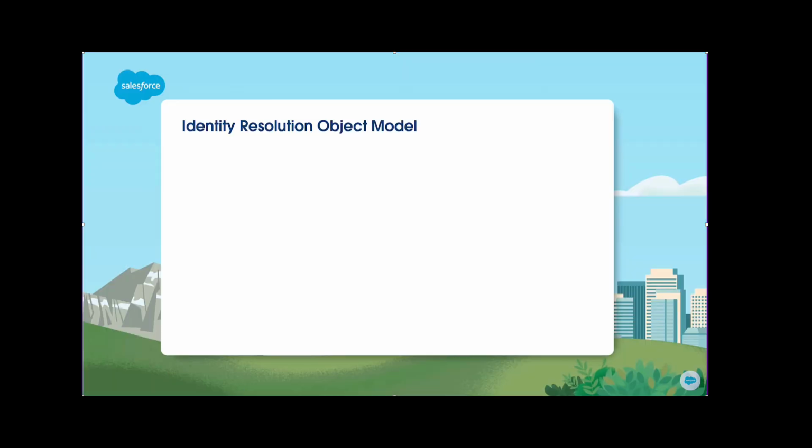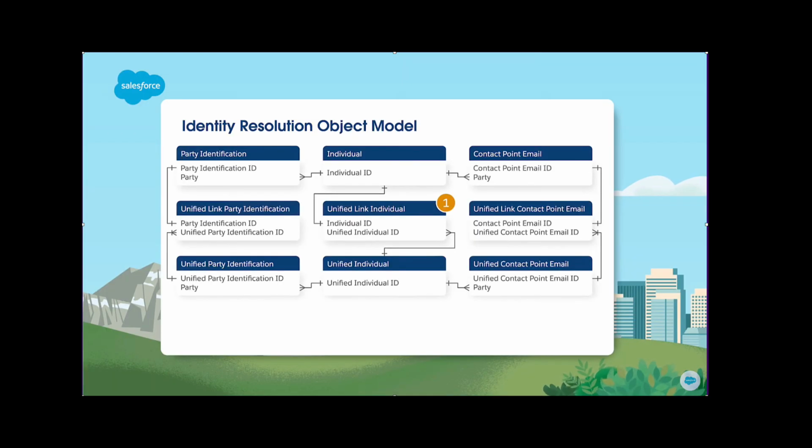Defining criteria guides the matching process. If you want more accuracy, add more criteria. If you want more matches, reduce the number of criteria. Identity resolution creates unified account and unified individual objects to store unified profile data. You can see that unified link objects establish the relationships between the source data and our unified profile data.